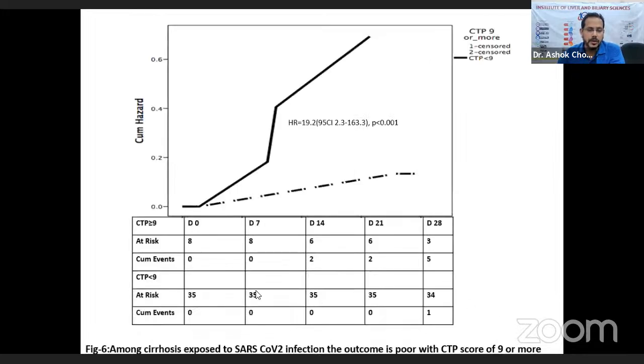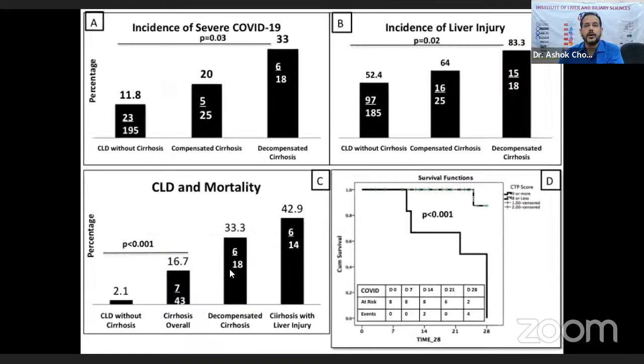And this is the at risk and the events. Here you can see how COVID differs. In CLD without cirrhosis, severe COVID happened only in 11%. In cirrhosis, 20%. In decompensated cirrhosis, it is further increased. So this is going parallel to the severity of the disease.